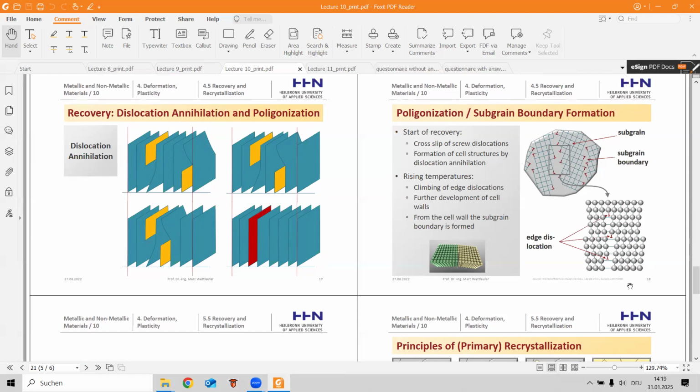Start of recovery: cross slip of screw dislocations, formation of cell structure by dislocation annihilation. With rising temperatures, climbing of edge dislocations leads to further development of cell walls. From the cell walls, the subgrain boundary is formed. Here is the subgrain boundary, with edge dislocations.